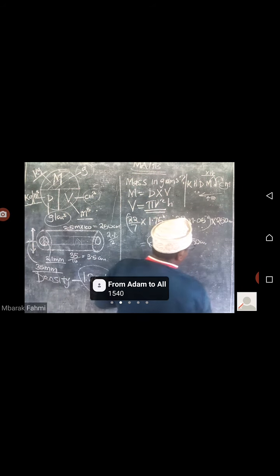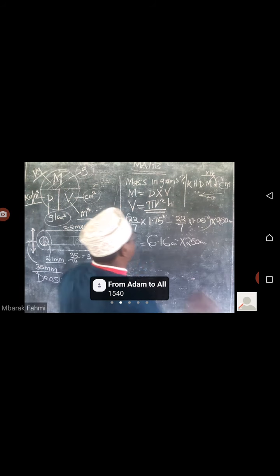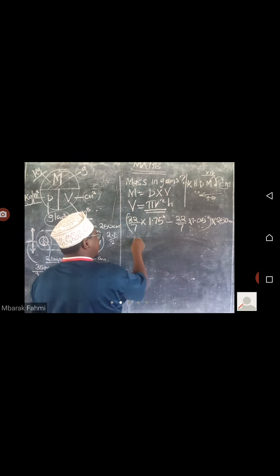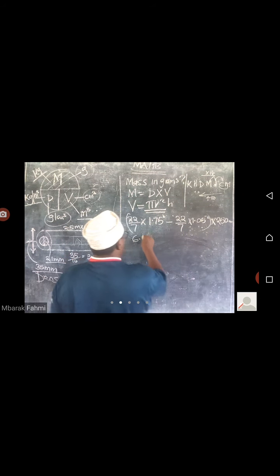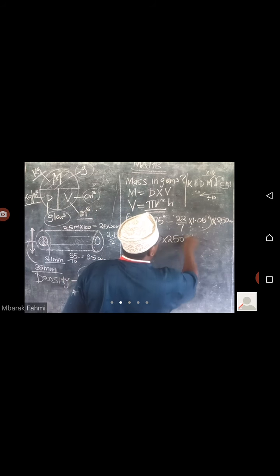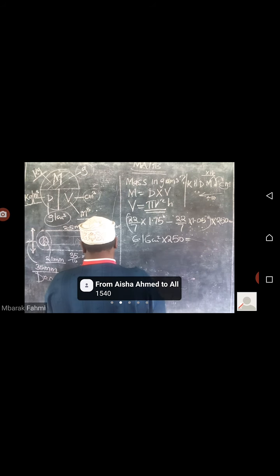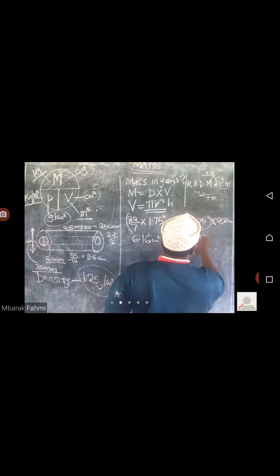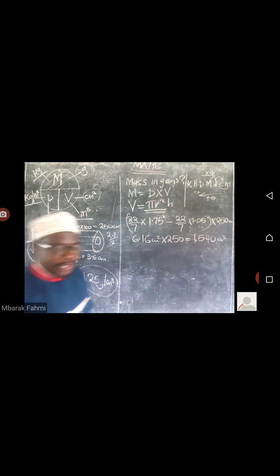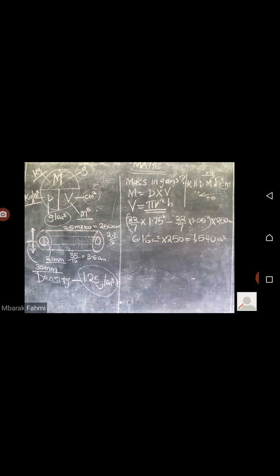You multiply that by 250, you'll get the volume. So this is 6.16 square centimeters times 250. That is going to give us 1,540 cubic centimeters. So we'll have that as our volume.